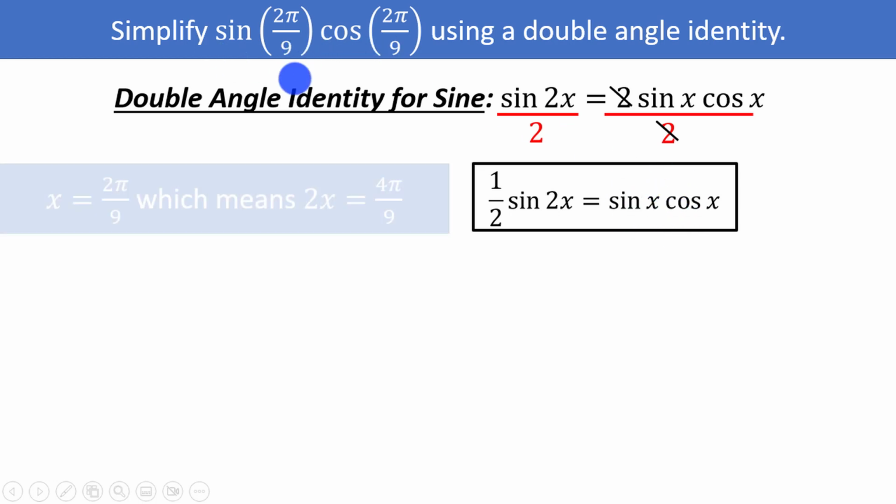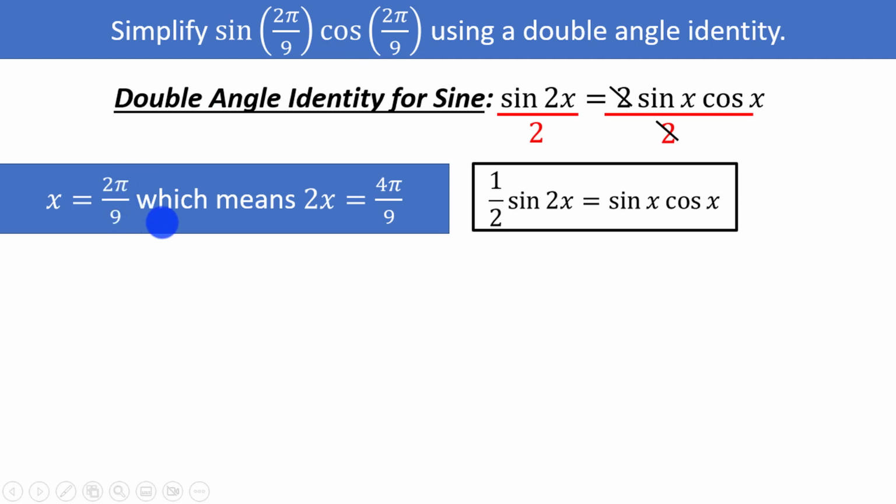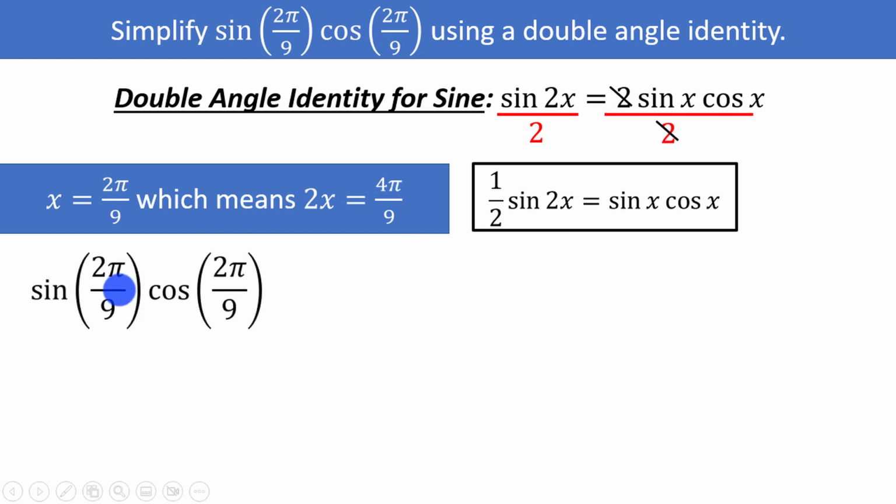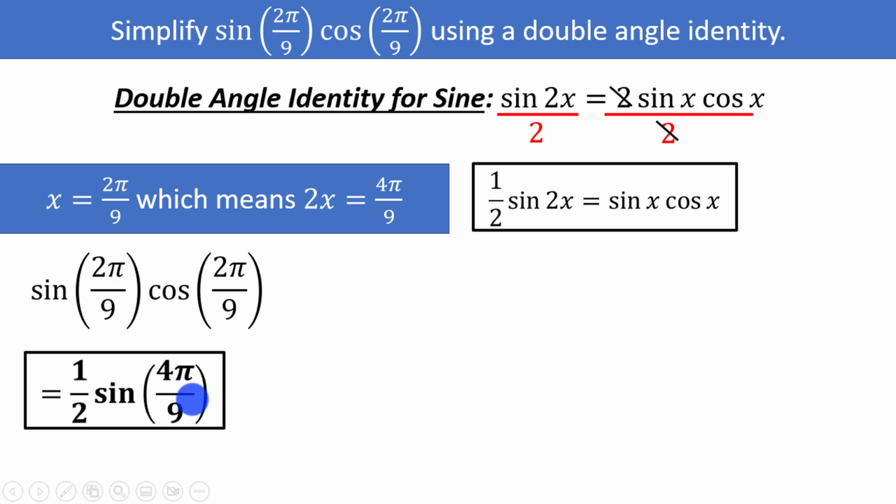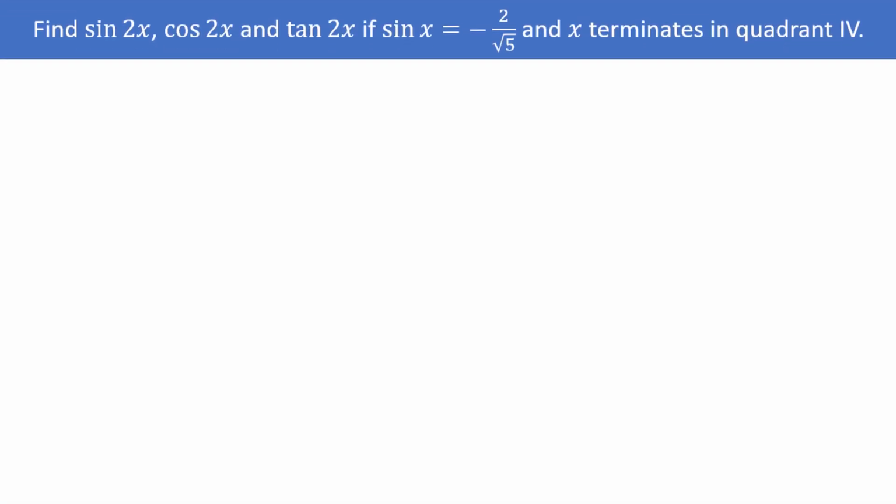In our case, x is equal to 2 pi over 9, which means that 2x, which we need on our formula, is equal to 4 pi over 9. That means that sine of 2 pi over 9 times cosine of 2 pi over 9 is the same thing as 1/2 sine of 2x, or 1/2 sine of 4 pi over 9, since 2x is equal to 4 pi over 9. This is our final answer. Let's try a more challenging problem.